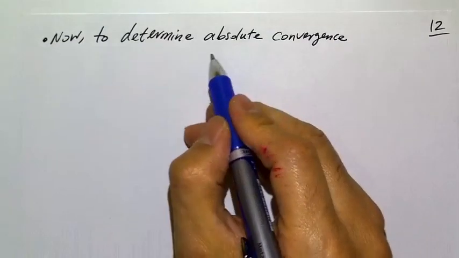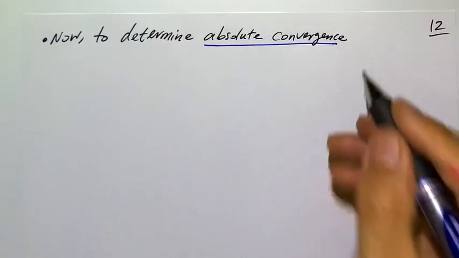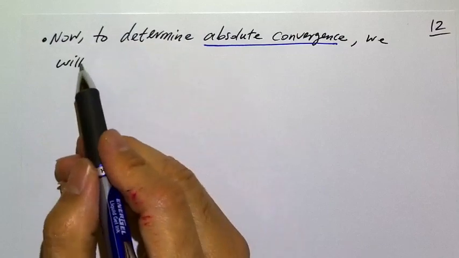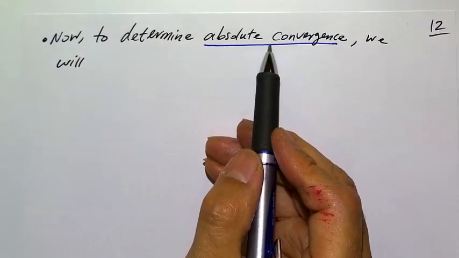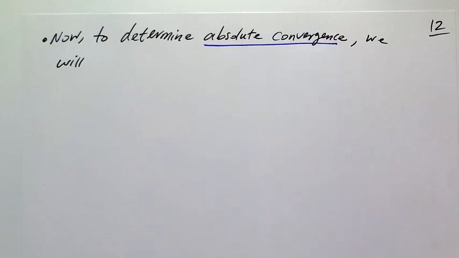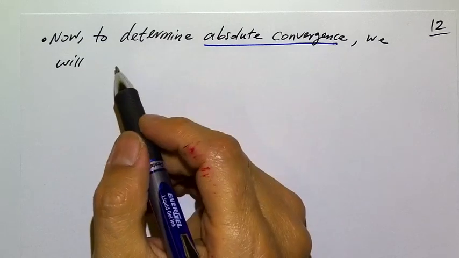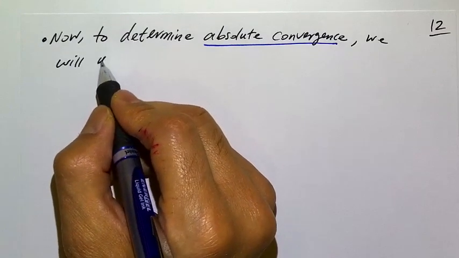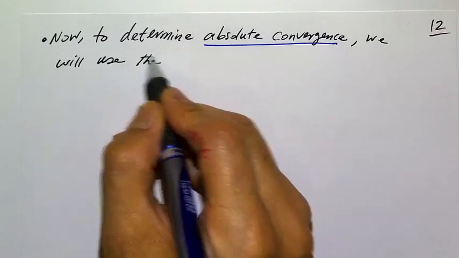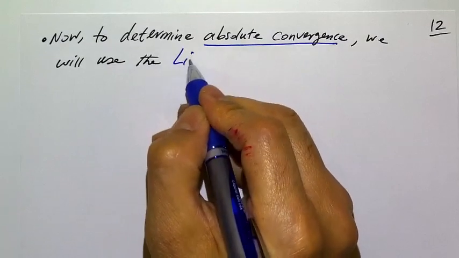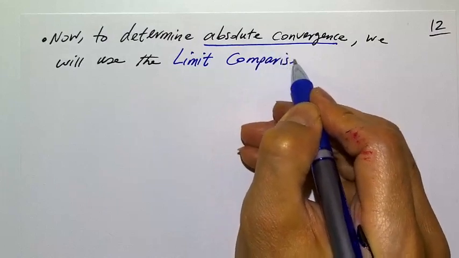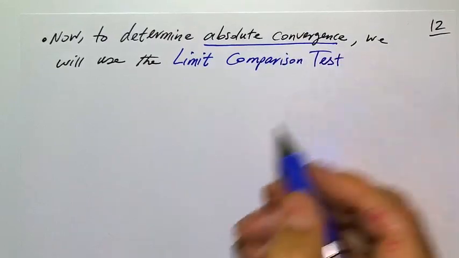So, to determine absolute convergence, because absolute convergence involves just looking at the terms bn in positive form, we cannot use any of the tests we learned about in section 8.3. So we will use one of the familiar ones from the last section, the limit comparison test, right? So we will use that.